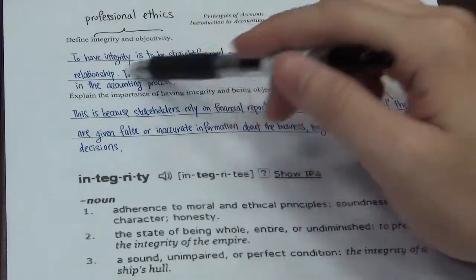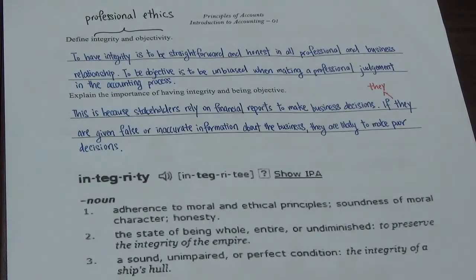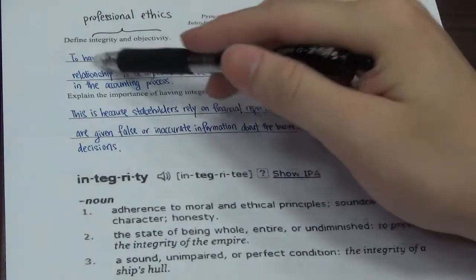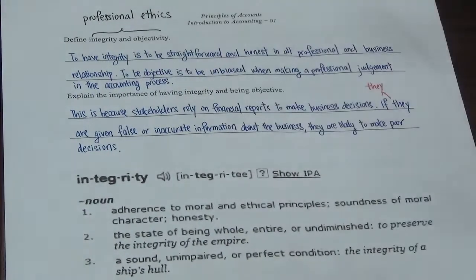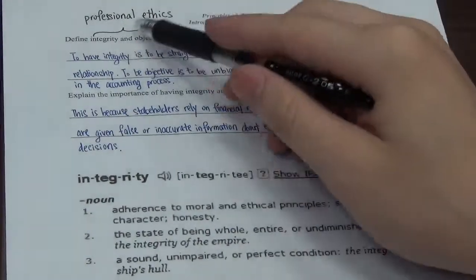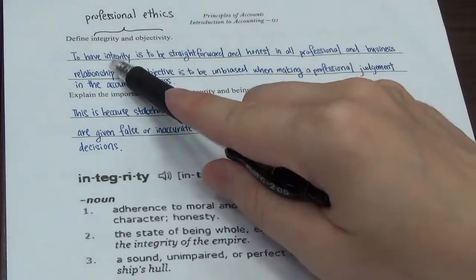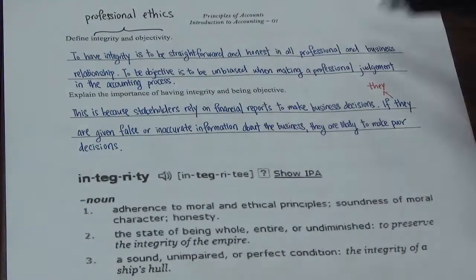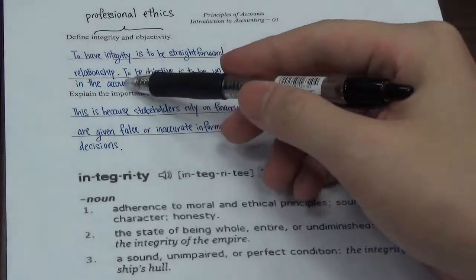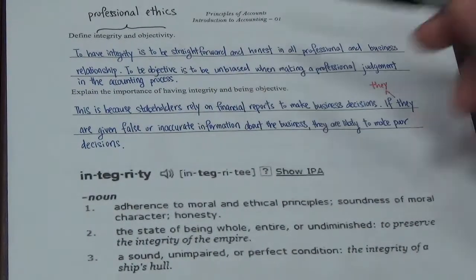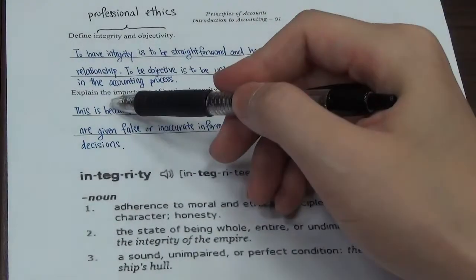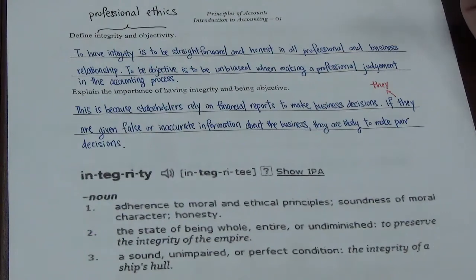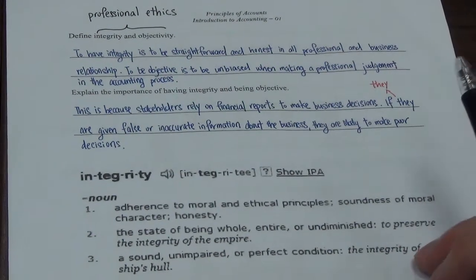What are these? Basically, the character you need, as a person, as an accountant. What kind of values do you need for yourself when you do accounting? You need to have integrity. To have integrity is to be straightforward and honest in all professional and business relationships. To be objective is to be unbiased when making a professional judgment in the accounting process. So these are the 2 professional ethics you need to carry when you do accounting.